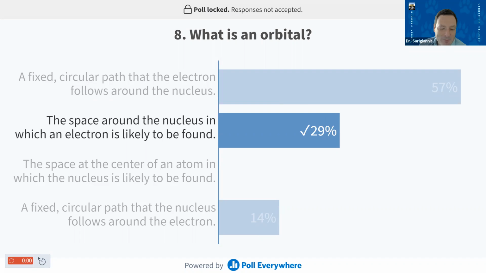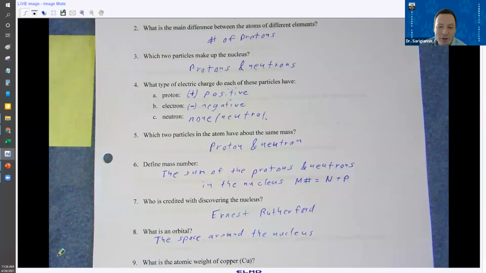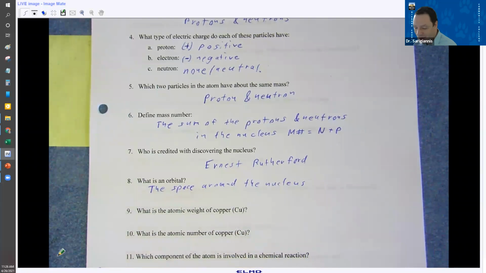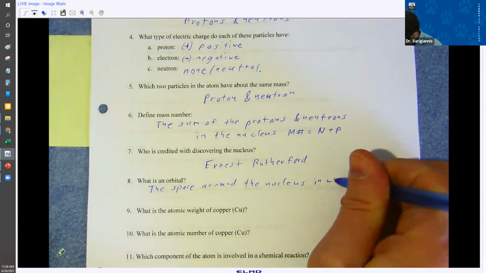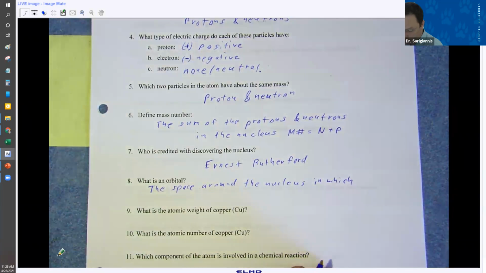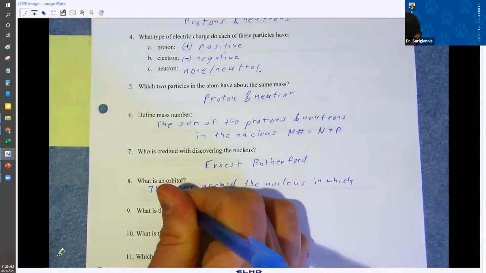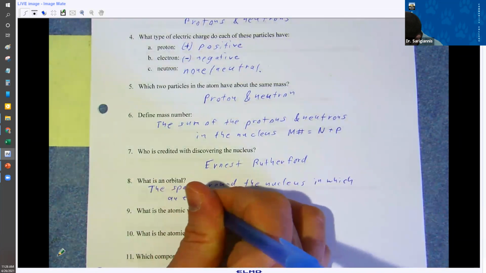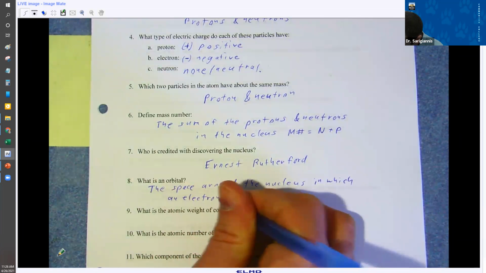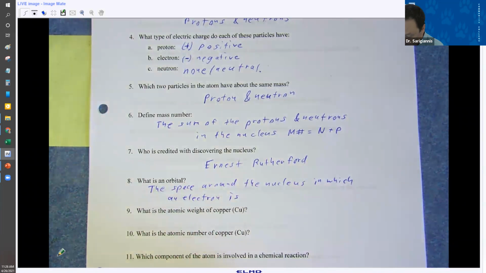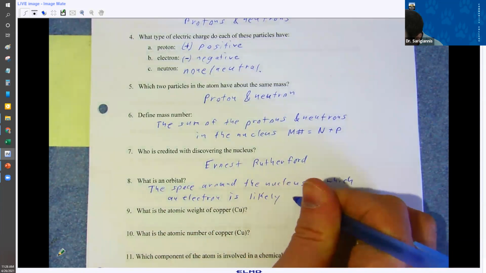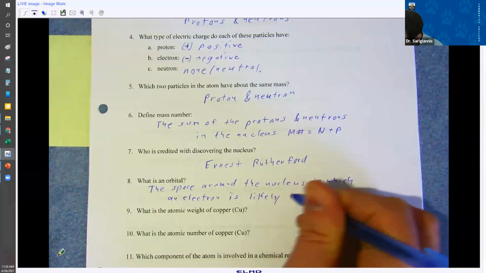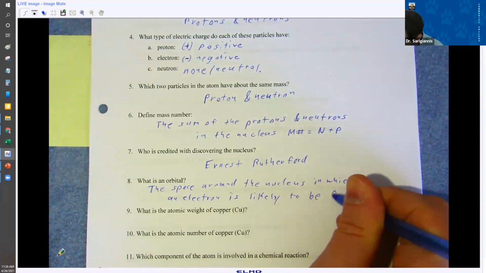Let me write that down. I started to here. So this is orbitals, the space around the nucleus in which an electron is likely to be found.